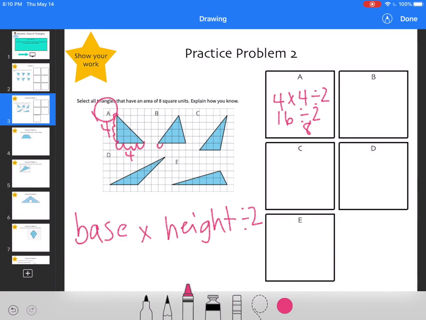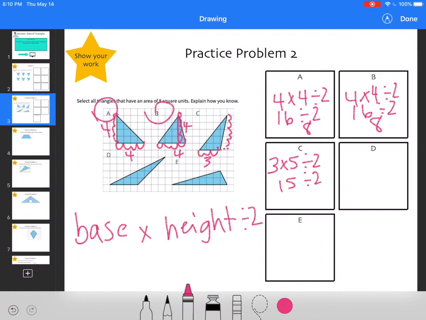B, 1, 2, 3, 4. And then my height has to go straight up to the apex of the triangle. So 1, 2, 3, 4. So 4 times 4 divided by 2. 16 divided by 2, I get 8 again. So B works. C, I have to go 1, 2, 3. And then I'd have to extend my base out. So that'd be 1, 2, 3, 4, 5. 3 times 5 divided by 2. So that'd be 15 divided by 2, which is 7.5. So C is out.